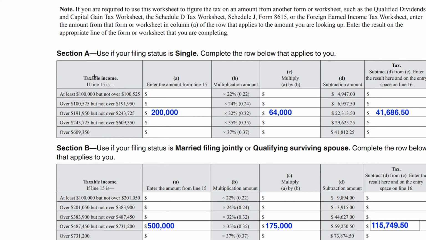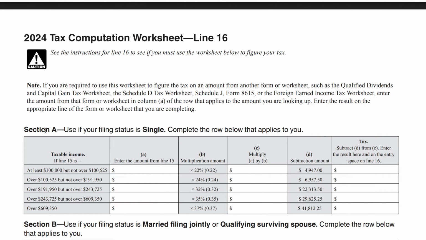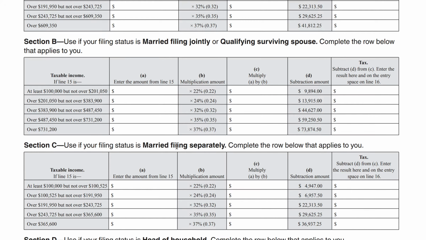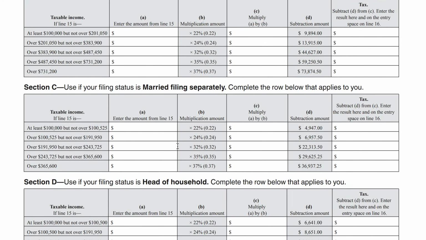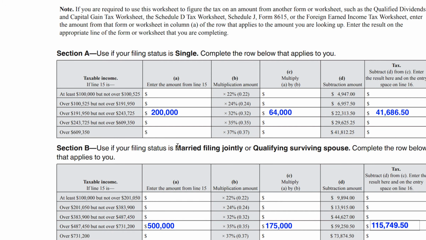The first thing that you should do is make sure that you're using the right instructions, the right tax computation. So let's take a look at these. Section A is for single taxpayers. Section B is for married couples filing a joint return or a qualifying surviving spouse. Section C is for married couples filing separate tax returns, and then Section D is for heads of household. Regardless of your tax filing status, you're going to complete the computation worksheet in the exact same way. So let's get back to it.